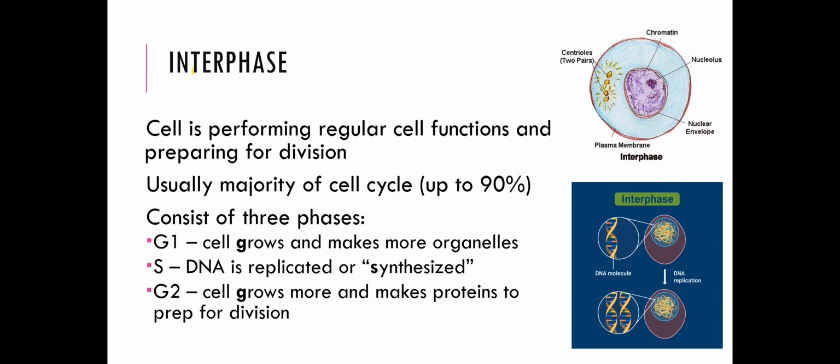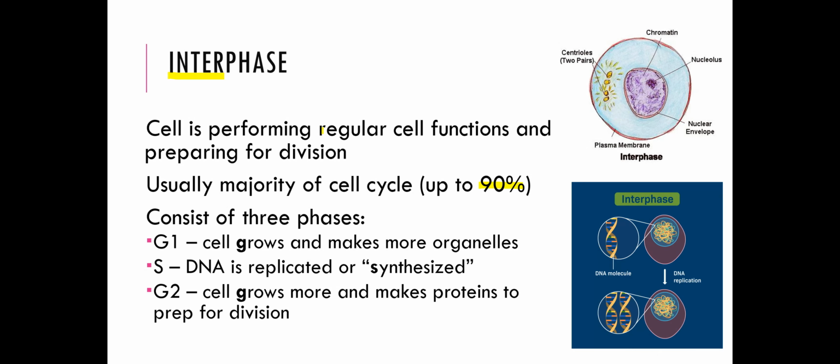In interphase, this is where the cell spends the majority of its life, up to about 90%. This word actually means between the phases. Inter means between, and so these are the periods between divisions. Interphase is all of the time between the division stages. This is where the cell is being a normal, regular cell. If it's a bone cell, it's being a bone cell. If it's a blood cell, it's being a blood cell.